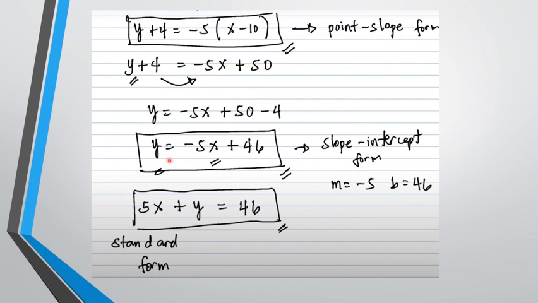Combine like terms. Y equals -5x plus 50 minus 4, which equals +46. So y equals -5x plus 46 is the slope-intercept form. So we identify the slope is -5 and the y-intercept is 46.